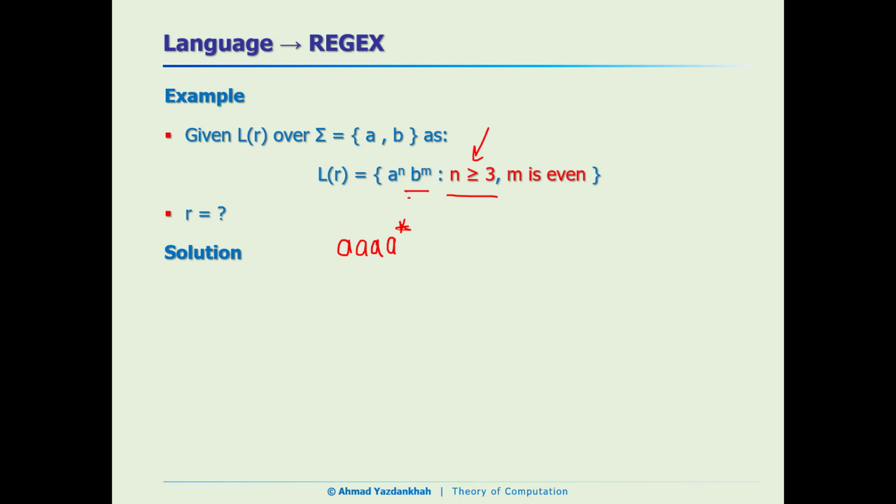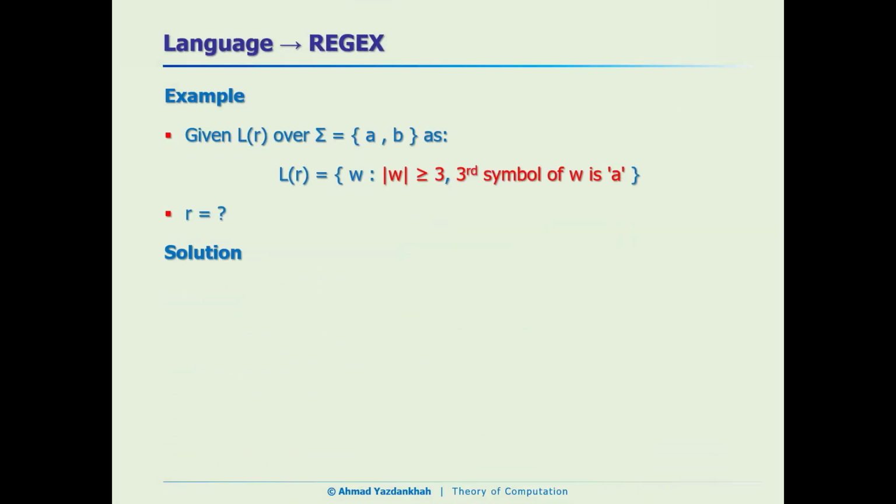How about the B to the m? m is even. Yeah, we already had that. So that means any number of BBs. So this will be the regex for this language.